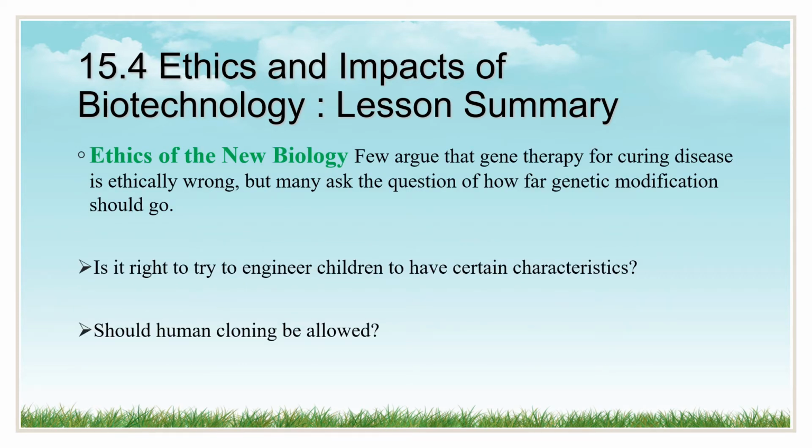On the ethics of the new biology, few have argued that gene therapy for curing disease is ethically wrong, but many ask questions of how far genetic modification should go. Is it right to try to engineer children to have certain characteristics? Or should human cloning be allowed?